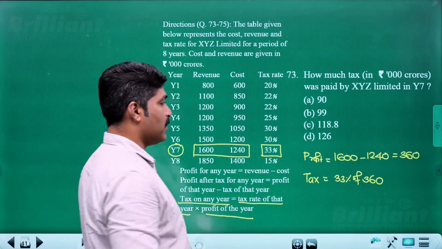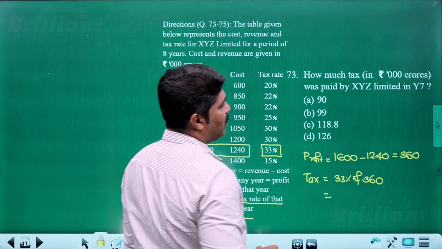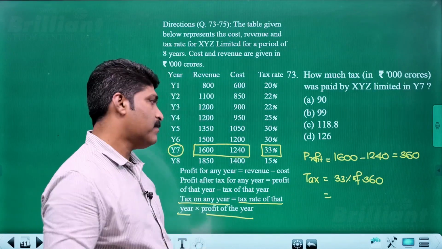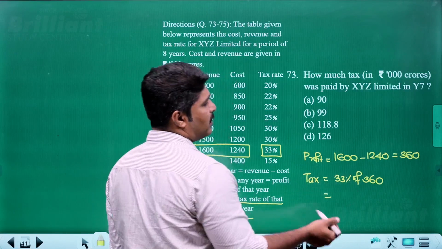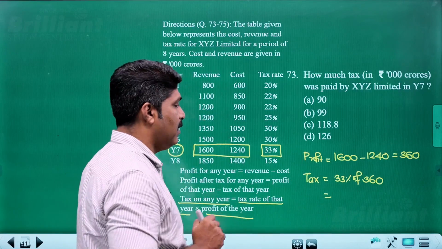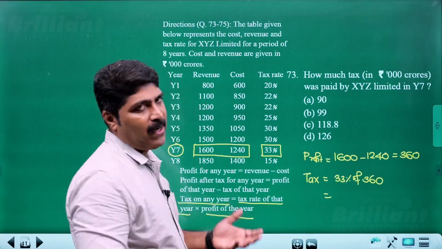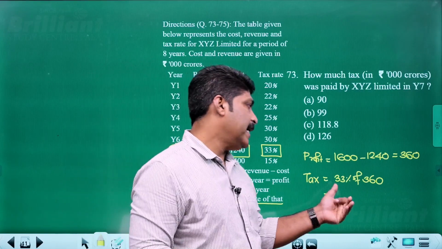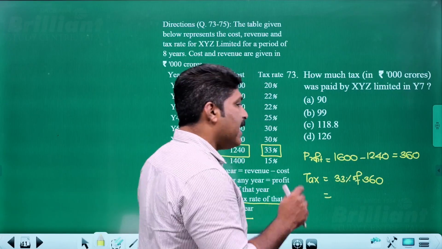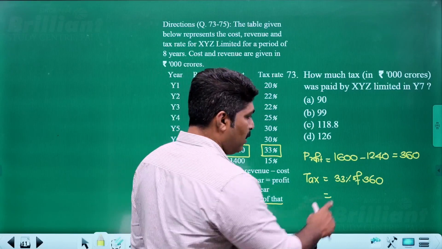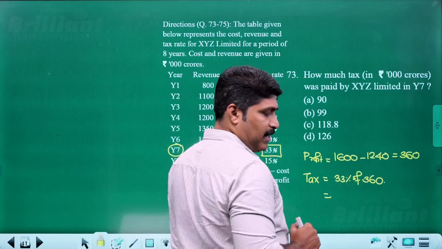33% of 360. So you just observe this one. Here we just multiply this 33 into 360, then divide by 100. That's enough. Got it? Like that we can do it. Or while observing itself, we will get the idea that our answer will end in 0.8. How will it be? 33 into 360, right?